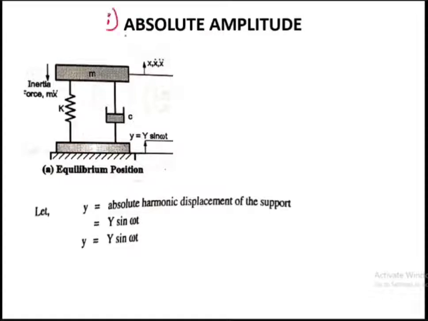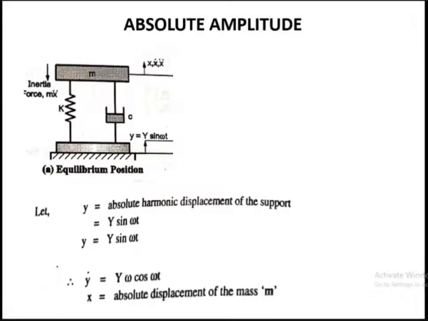Okay, so first of all, let us consider the absolute amplitude case, and in the second case we will understand the relative amplitude case. Okay, so now to understand the absolute amplitude, let us say that y is equal to the absolute harmonic displacement of the support. So harmonic displacement means what? y is equal to Y sin omega t. Okay. Now you know that Y is nothing but the amplitude. Okay. So here, since I have considered small y as the displacement, I have considered capital Y as the absolute amplitude. Okay. So let us say that y is equal to Y sin omega t.